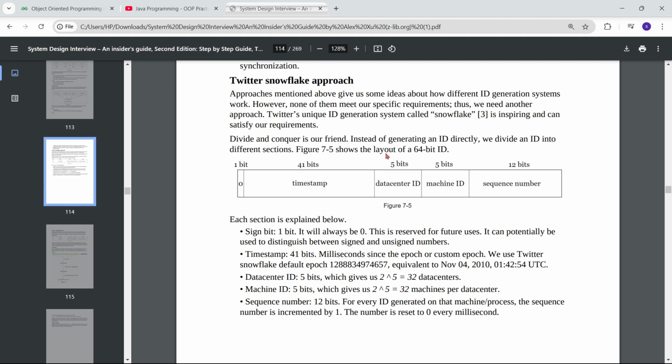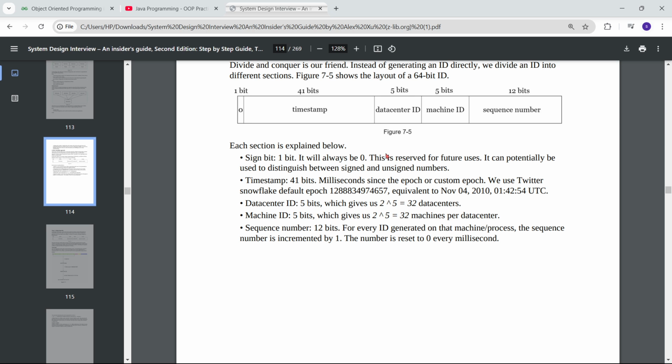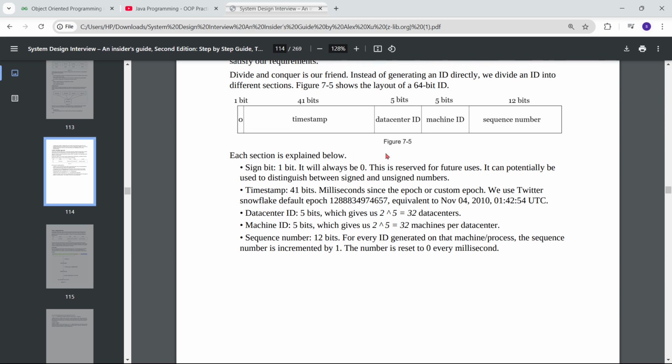Each section is explained with sign bit. 1 bit, it will always be 0. This is reserved for future uses. It can potentially be used to distinguish between signed and unsigned numbers. Timestamp 41 bits, milliseconds since the epoch or custom epoch.